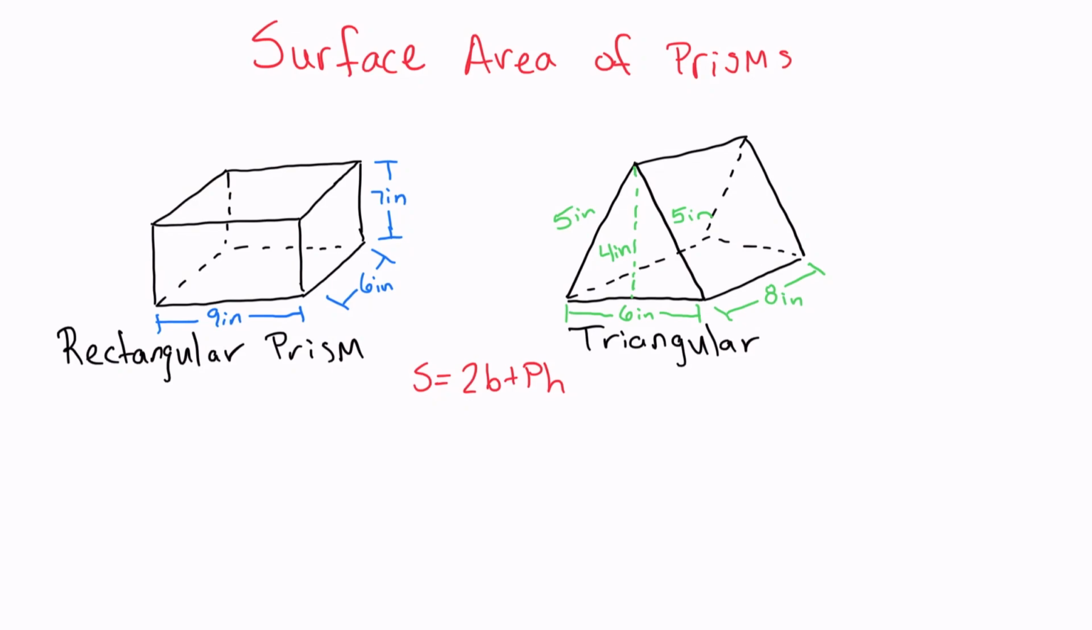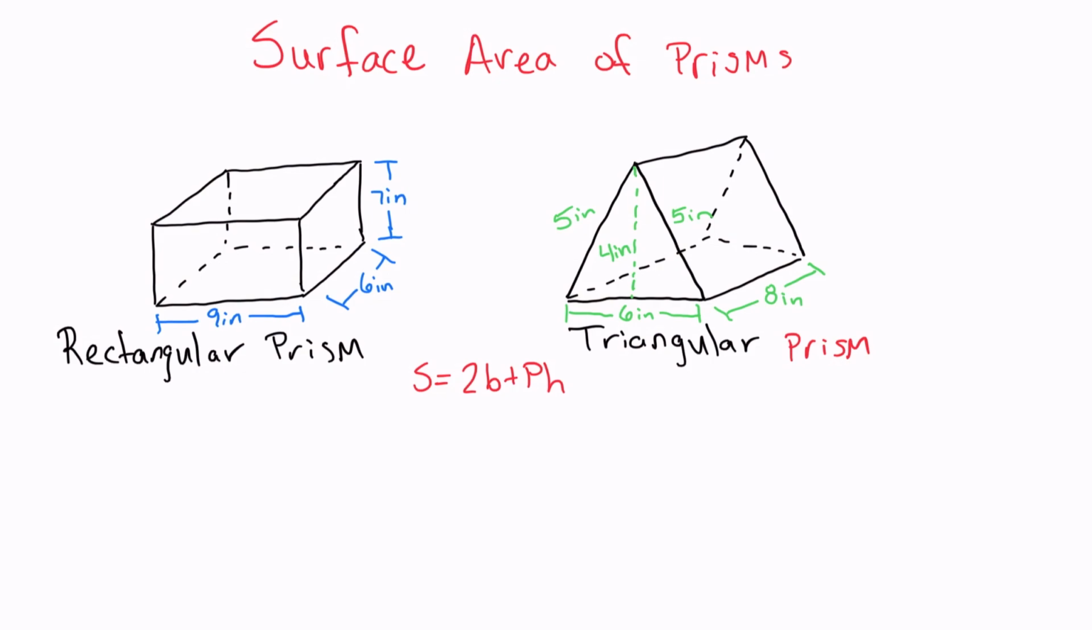Welcome. Today we are going to discuss how to find the surface area of prisms. We'll be discussing rectangular prisms and triangular prisms. So I have two examples here. On the left I have a rectangular prism and on the right a triangular prism.